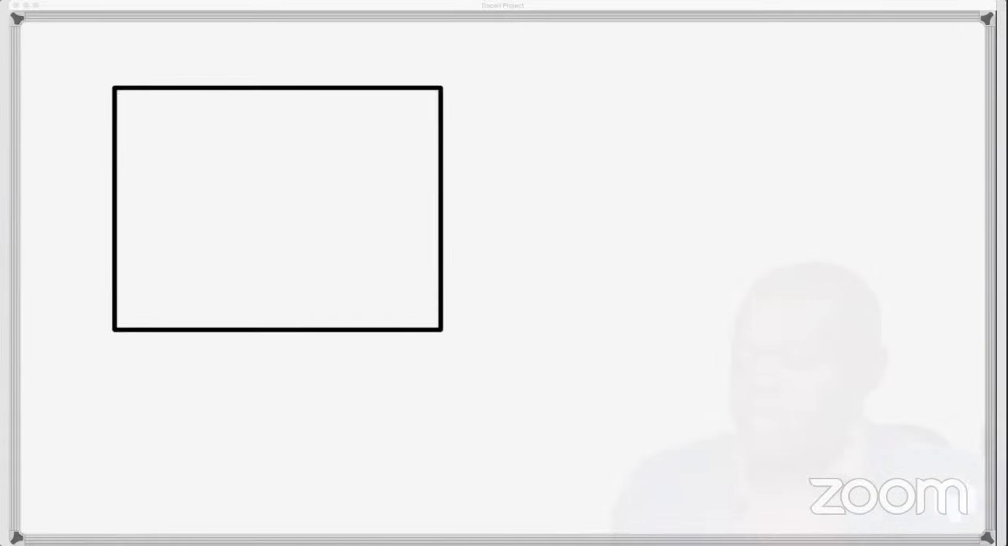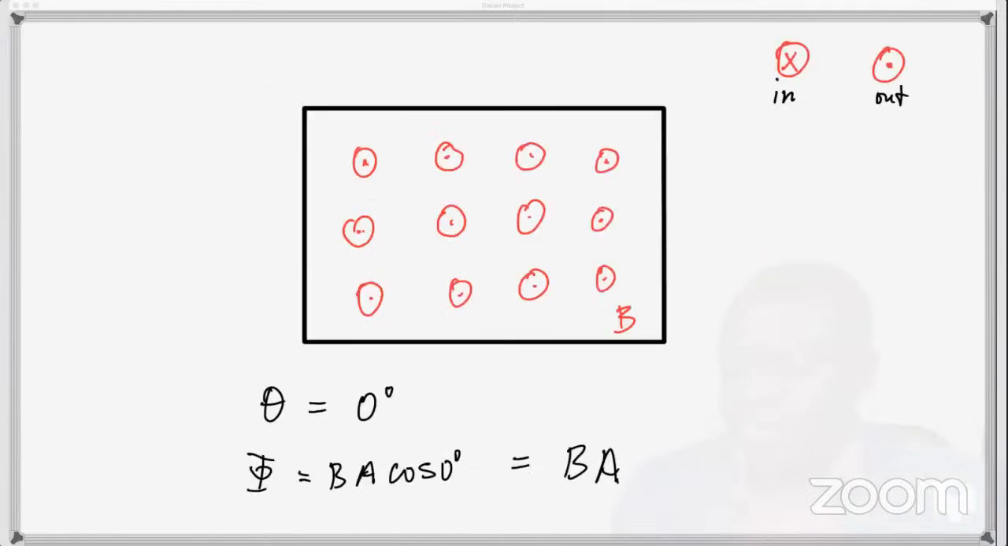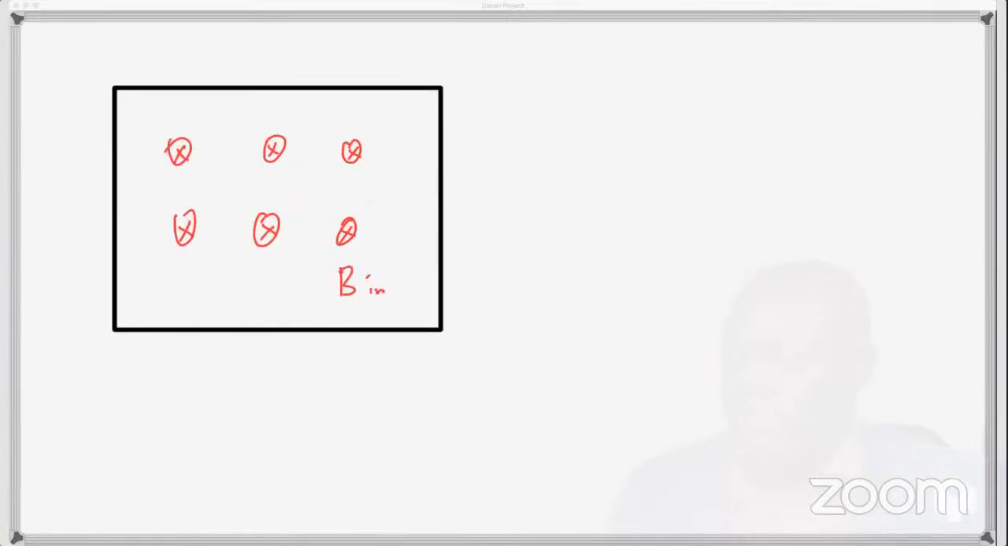Another example, if we had this time, let's say the flux is going into the plane of the conductor. So this is your flux, and it's going in. In this case, B is into the page. So what would the angle be in this case?